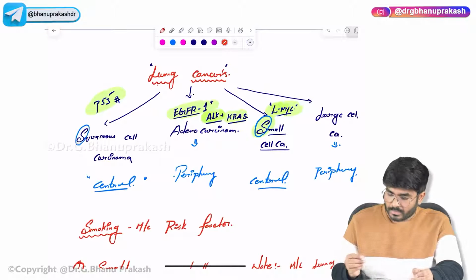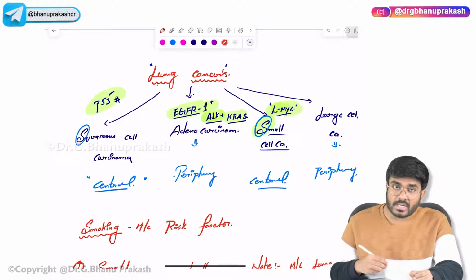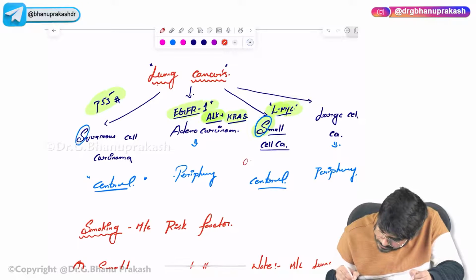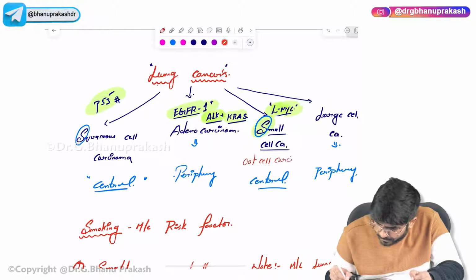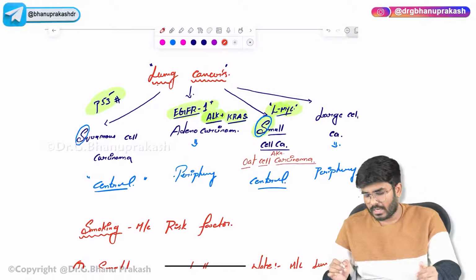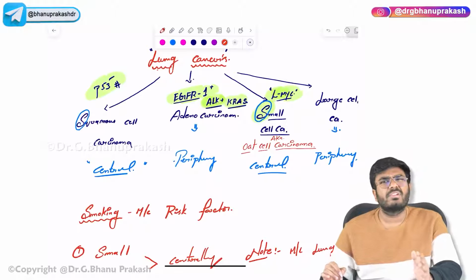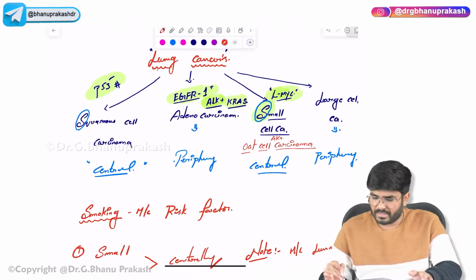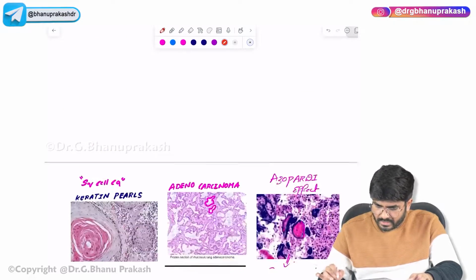The small cell carcinoma is also called as oat cell carcinoma. Okay, small cell or oat cell carcinoma of the lung, which is having worst prognosis, very bad type of cancer. Okay, why it is a very bad cancer, later I will explain you.